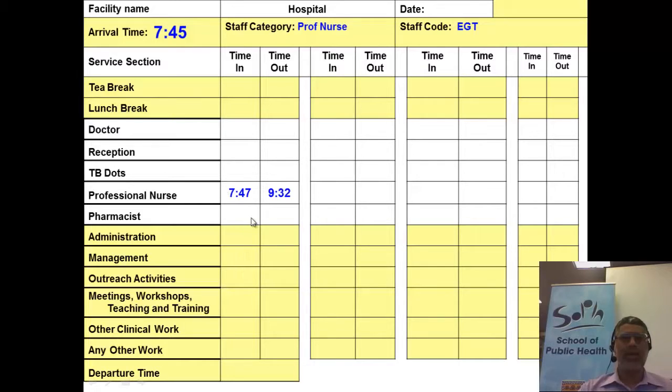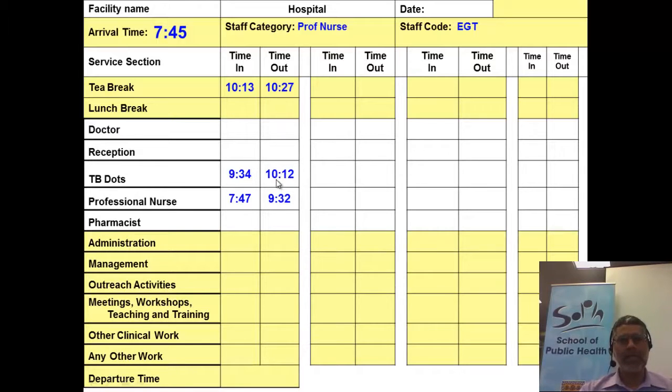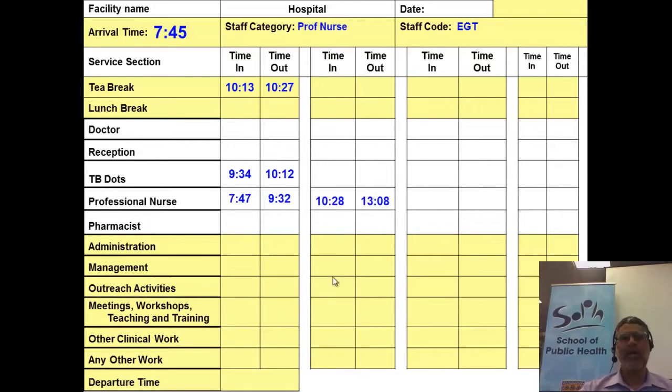Okay, and we're not interested in those small amounts of time. So this could be anything. Then she worked in TB dots from 9:34 to 10:12, and again 2 minutes is lost. So this again could have been a quick smoke break, or hopefully not actually, or chatting to a colleague, or answering a telephone, or whatever. Okay, but we're not interested in these small gaps in time where they're not at a particular service point. Then after that, she was working in the TB dot station. She took a tea break for that period of time. Then she went back to the professional nurse service point and worked there until just after 1 o'clock.